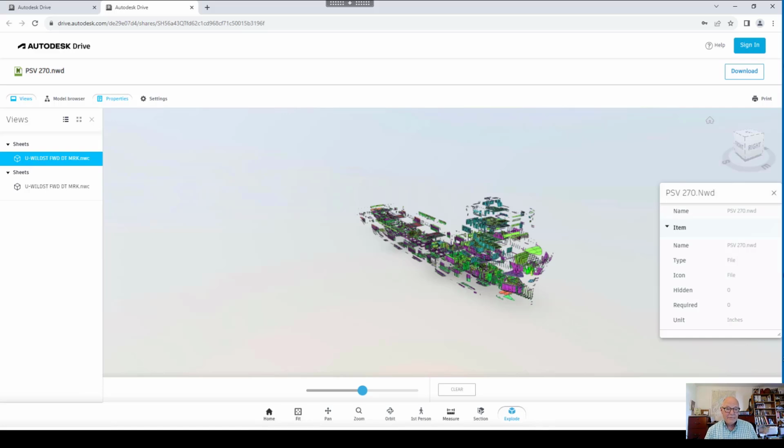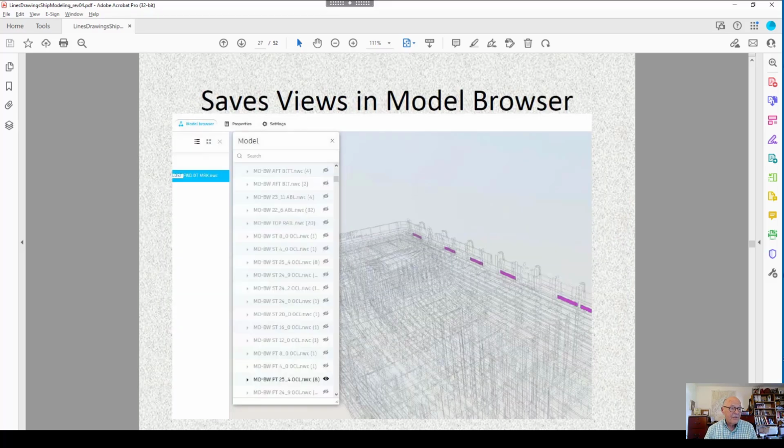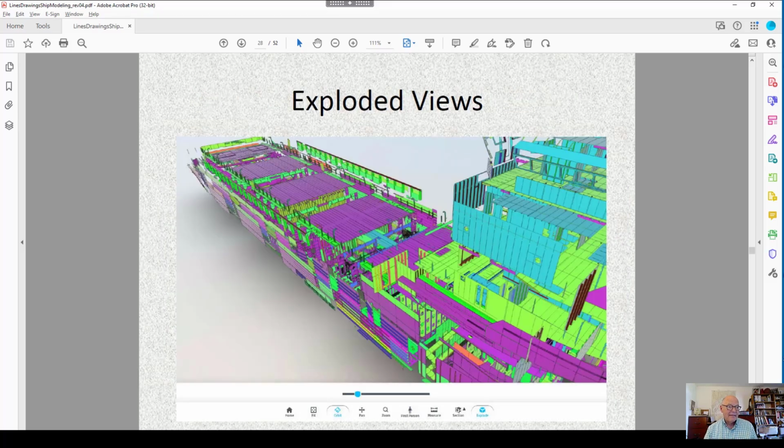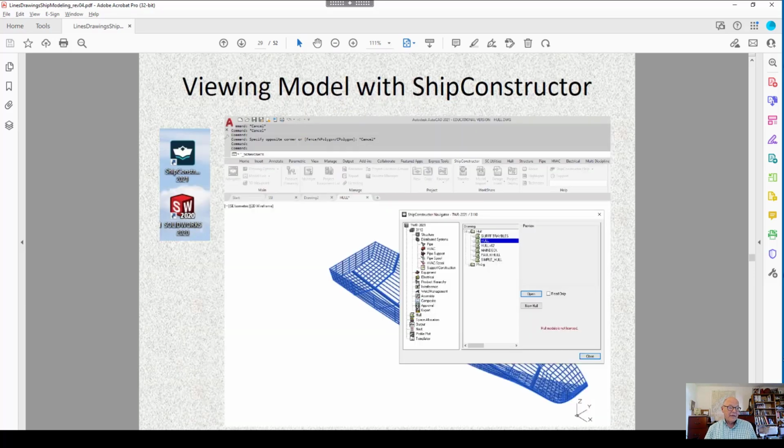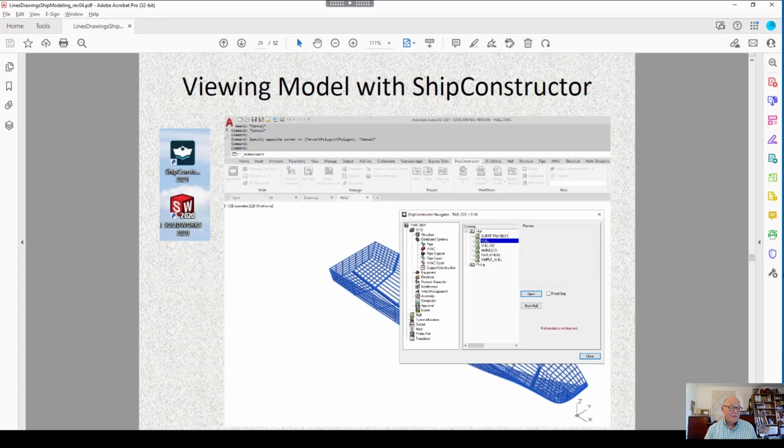You understand the mechanics of the ship itself, so you can go and find some of those things here. That's enough for this, so I'm going to close it. I need it open. Now, this shows you some of the viewing, some of the things I just did, exploded views, walking around. Now, this is actually a view from Ship Constructor itself of a vessel, but Ship Constructor is not a piece of software that we have loaded on the computer, so you're not going to be able to use it anyway. I just wanted to show you what it looked like.